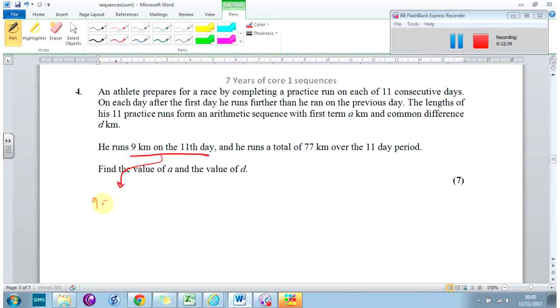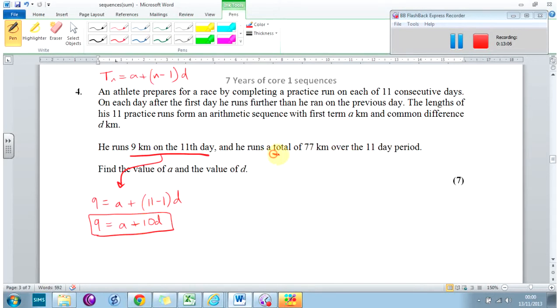So 9 is equal to, and the formula I'm using, just to make it really obvious, is a plus n minus 1 d. So it equals a, which we don't know. We do know what n is, it's 11. So 11 minus 1 d. So what we've got there is 9 equals a plus 10d. And that's our first equation. But it's got 2 unknowns in it. 2 unknowns, we need another equation so we can solve for the 2 unknowns.